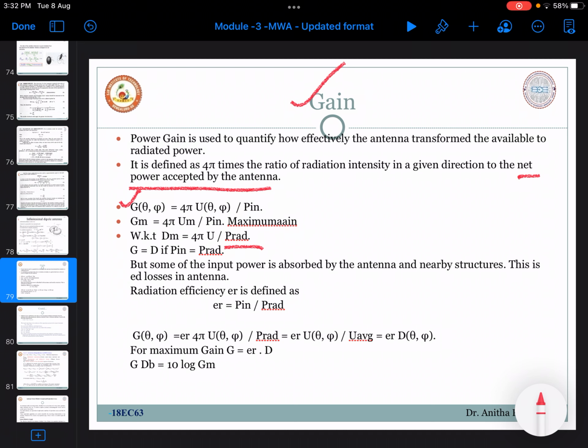So if I relate gain and directivity, you can define one more parameter called efficiency. How effectively the radiation has happened, you can measure through the gain parameter. Gain is equal to efficiency times directivity.